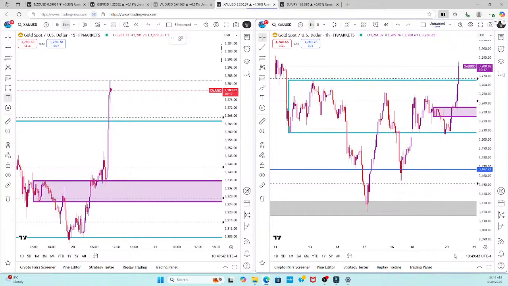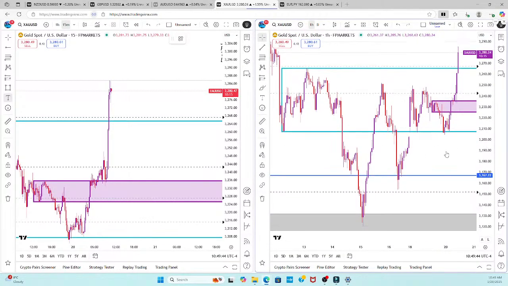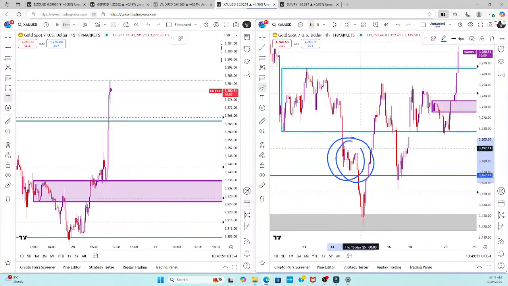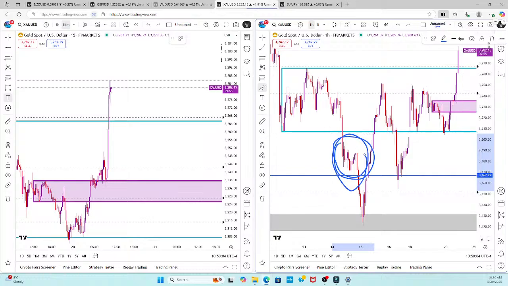I just looked at it again, later. The switch for gold actually happened back over here. Okay, you have to be very observant to be able to catch this. The market switched from a downtrend to an uptrend right over here. This is when it happened.